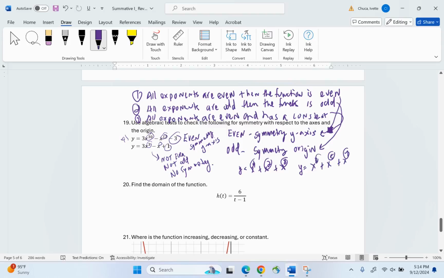The next one, 20, find the domain of the function. Since you have a fraction, there are some points that we cannot use. To find those points, we set the denominator equal to 0 and solve for the variable. In this case, we get t is equal to 1. So your domain is all real numbers except 1. If we write it in interval notation, that means it's all the negative numbers all the way to 1, and then from 1 to infinity. And that's our domain.